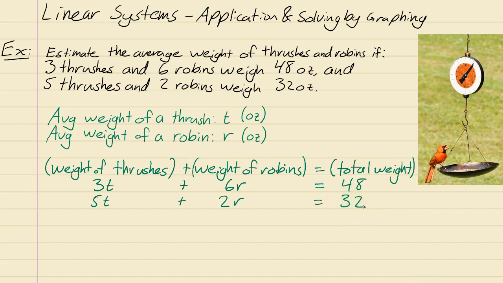Okay, now how can we find out what is t and what is r? So far, this just tells you an equation, but what we want to do is find a number for t and a number for r that makes both of these equations work, that could describe both of these situations with the bird weights. So to do that, we're actually going to graph these on our calculator.